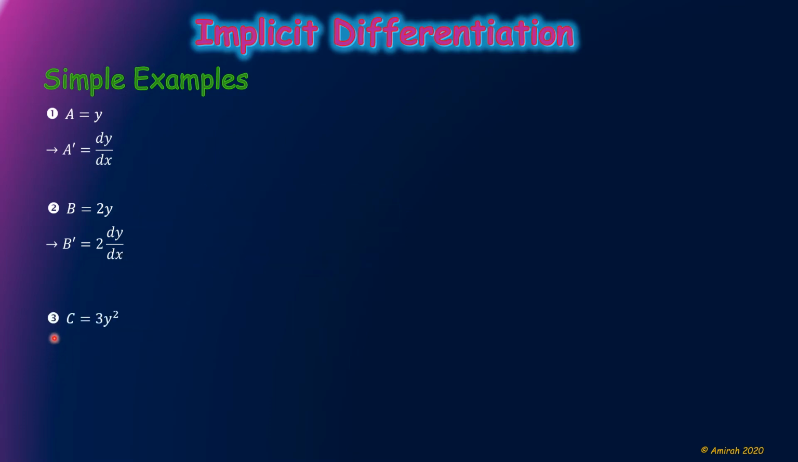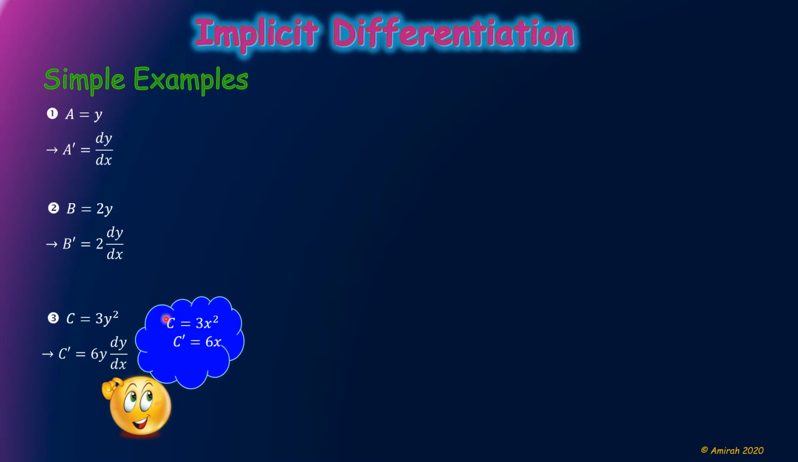Number 3, C equals 3y squared. We can use the power rule. When we use the power rule, we can move the power to the front and we multiply with 3 here. So we have 6y. And every time we have y, we should have dy over dx. We recall back when we differentiate 3x squared, we have 6x.